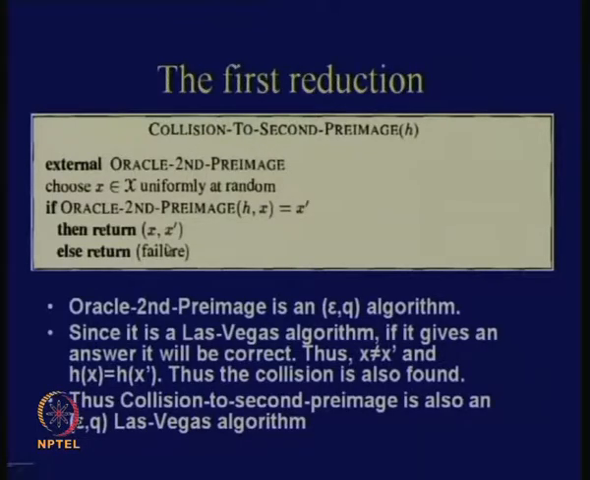Since it is a Las Vegas algorithm, if it gives an answer, it will be a correct answer. Thus x and x dash are not the same, and h of x dash equals h of x. So collision is also found. Therefore, if you can solve the second pre-image problem, then you can also solve the collision problem.